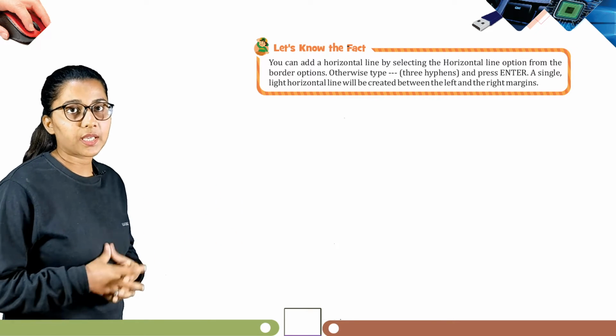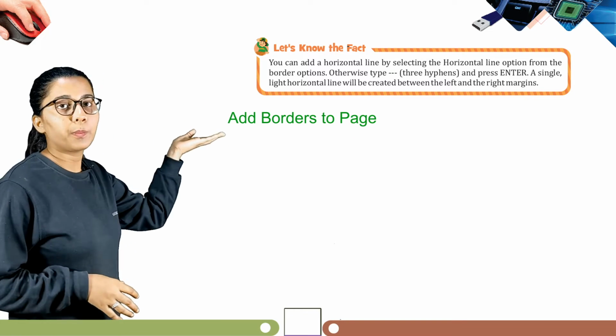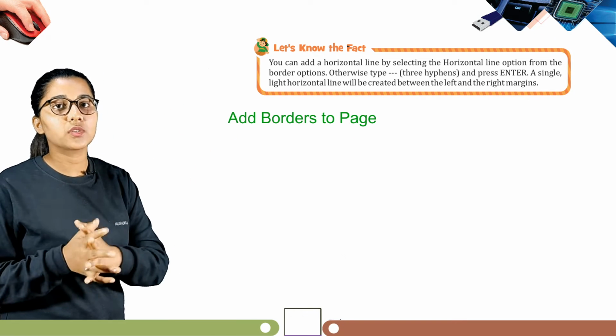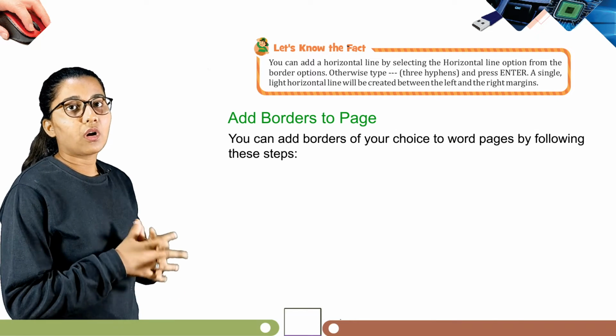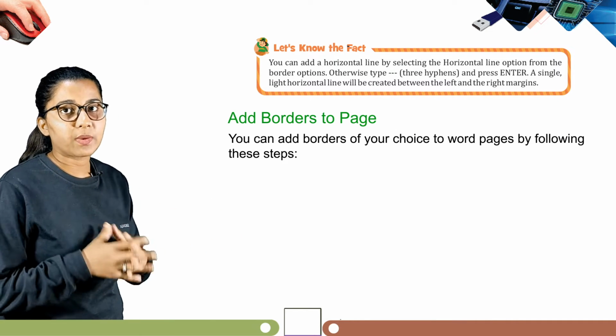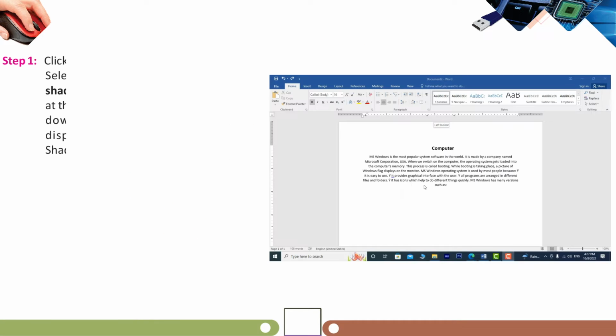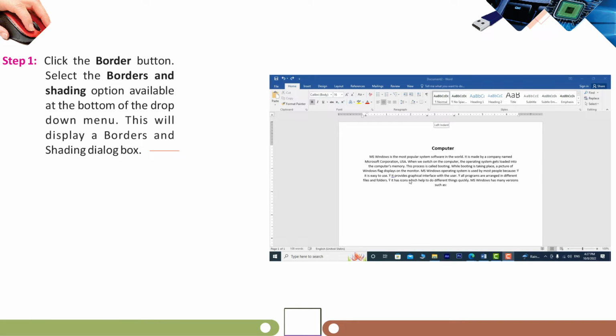Now our next topic is adding a border to a page. How will you add borders to a page? Let's learn about it. You can add borders of your choice to Word pages by following these steps. Our step 1 is to select the Borders and Shading option available at the bottom of the drop-down menu. This will display a Borders and Shading dialog box.